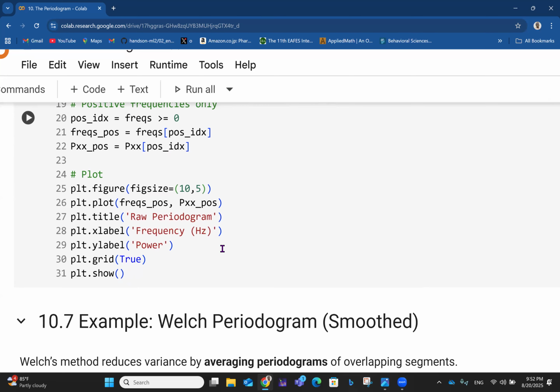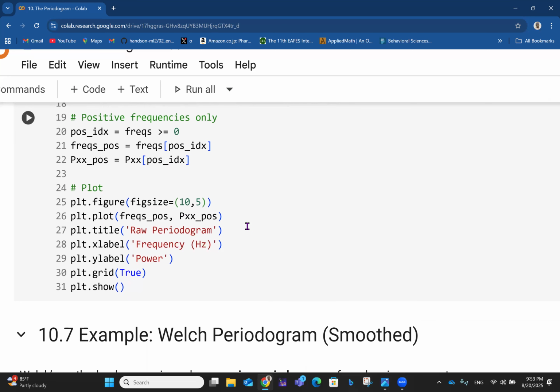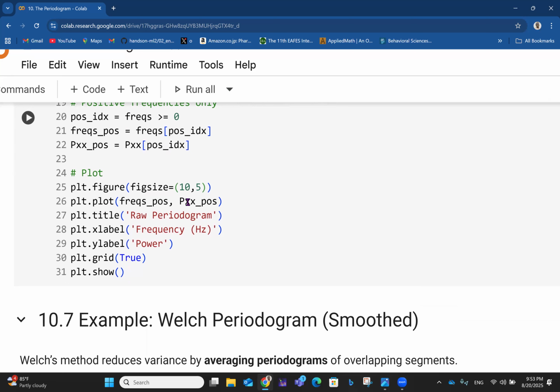And then we go ahead to plot that. The main plot is frequency_pos against pxs_pos. So we're plotting the periodogram against frequencies. That's why the title is raw periodogram. The X label is frequency and the Y label is the power.